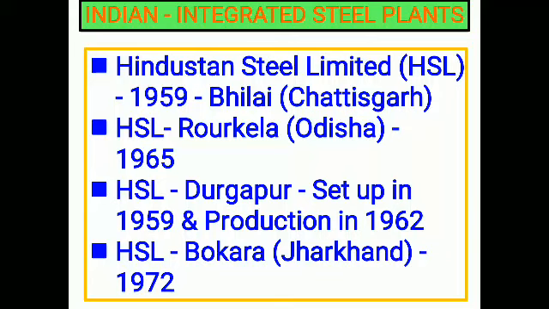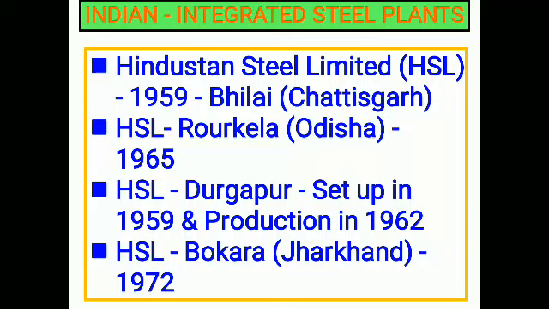Then the steel plant which has been set up at Durgapur in the year 1959, but the production started in the year 1962. It has a collaboration with the United Kingdom and manufactures alloy steel, construction materials, and railway equipments.